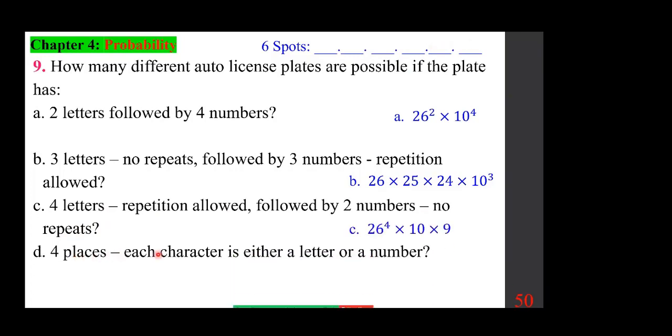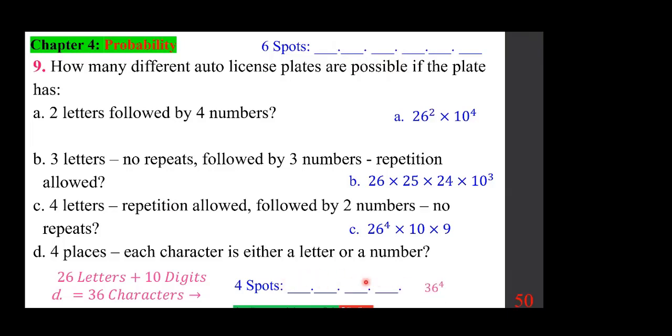Now 4 places, each character is either a letter or a number. Well, we have how many letters? 26. How many numbers? 0 to 9, 10. So we have total of 36 alphanumeric characters. And we have how many spots? 4. 1, 2, 3, 4. Only 4. So 36 to the power of 4. So take a look. We have total of 36 characters. We have only 4 spots, and we can fill up 36 in each and every one of them, no restrictions. The answer is 36 to the power of 4.